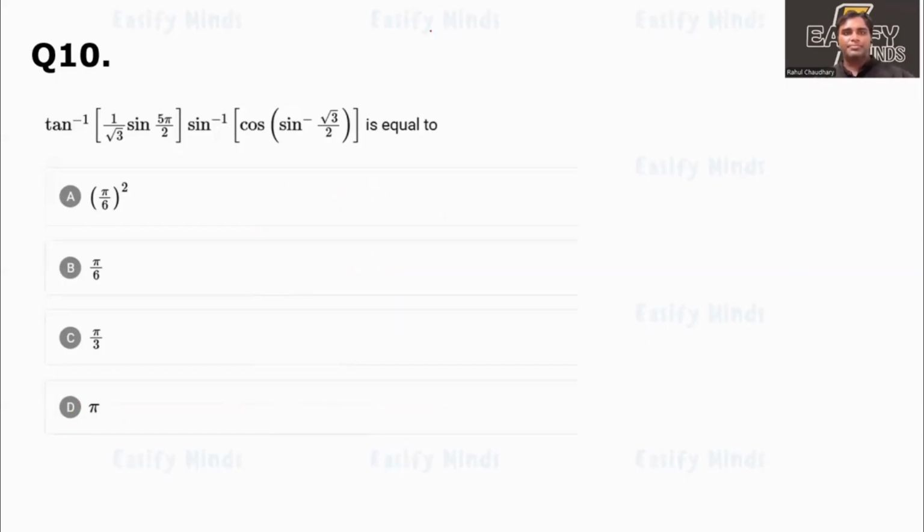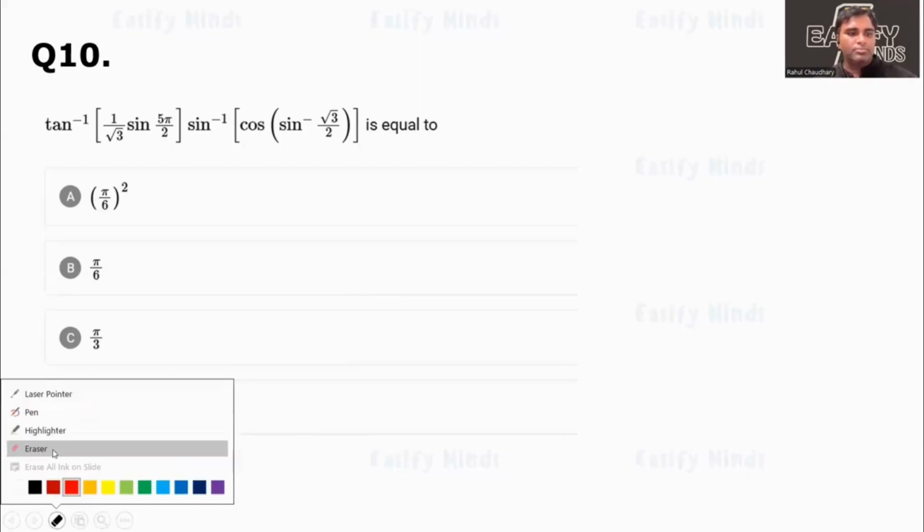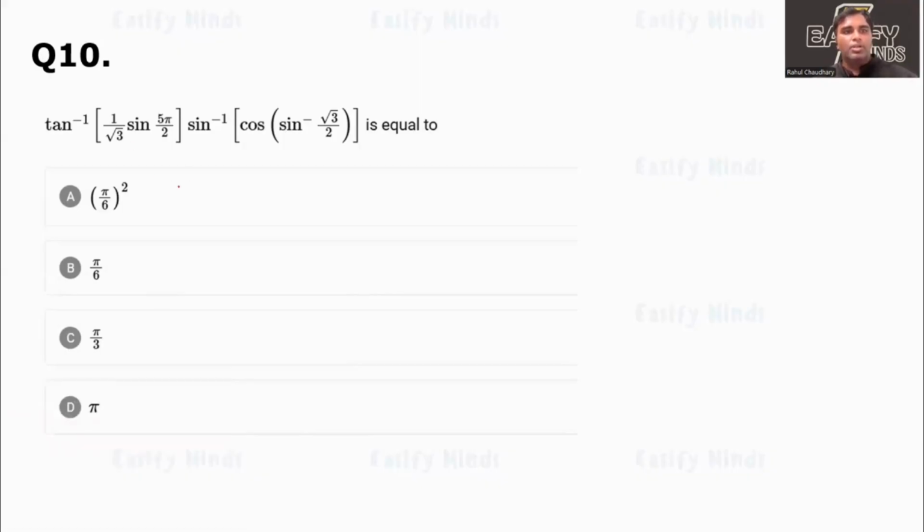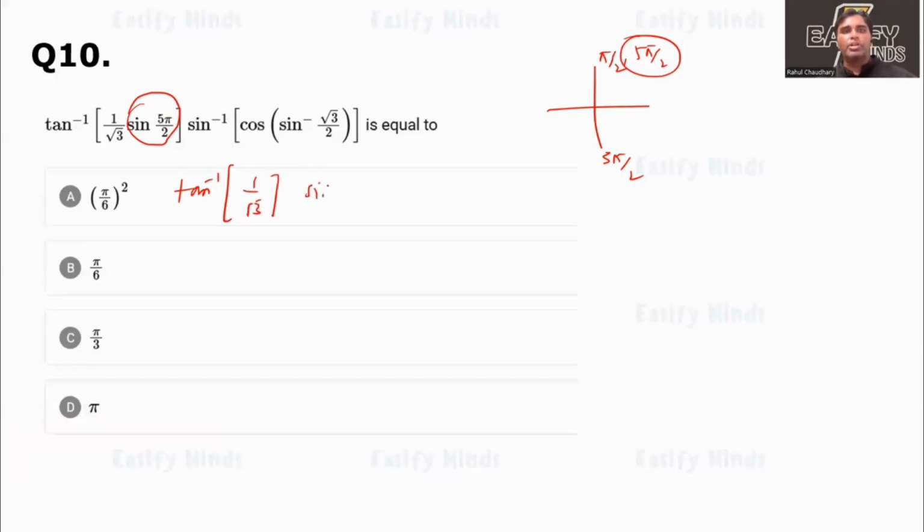10th one. Let's do this. tan inverse(sin 5 pi by 2). Where will 5 pi by 2 come? This is pi by 2, this is 3 pi by 2, this is 5 pi by 2, on the upper side. So sin 5 pi by 2 is 1. So this is tan inverse(1 by root 3) into sin inverse(cos(sin inverse(minus root 3 by 2))). Tan inverse 1 by root 3 is pi by 6.